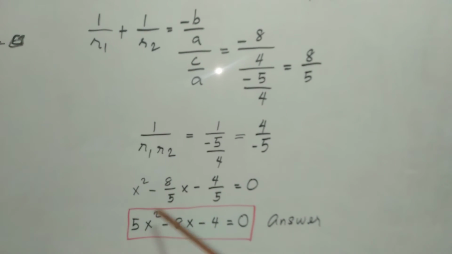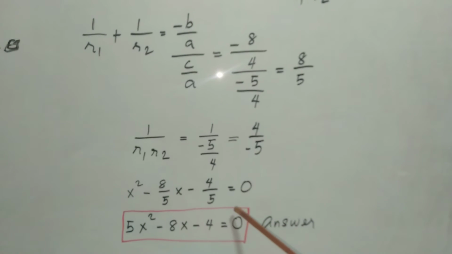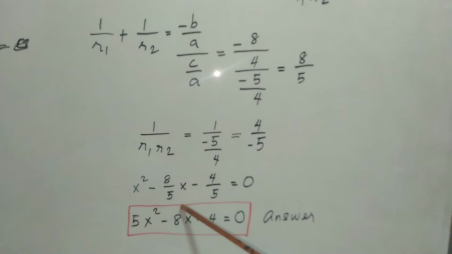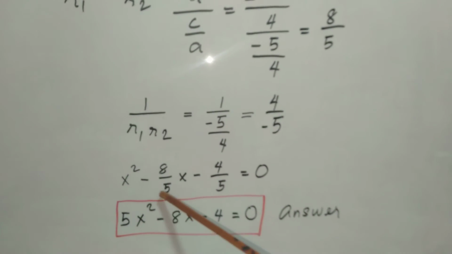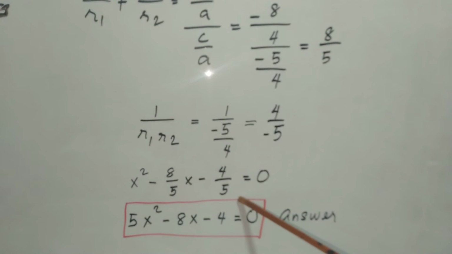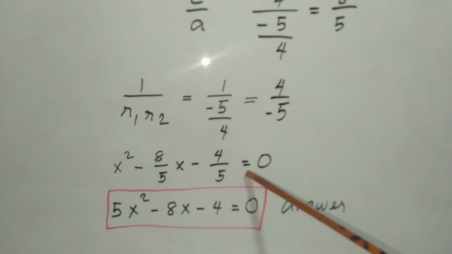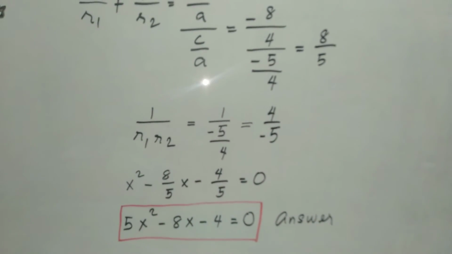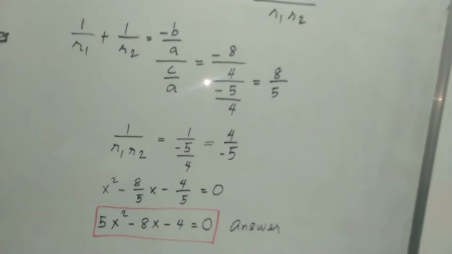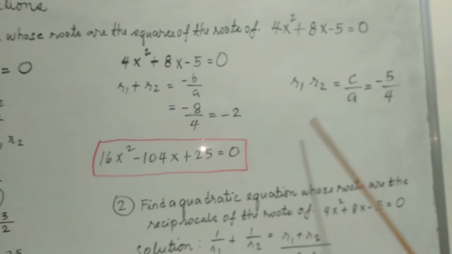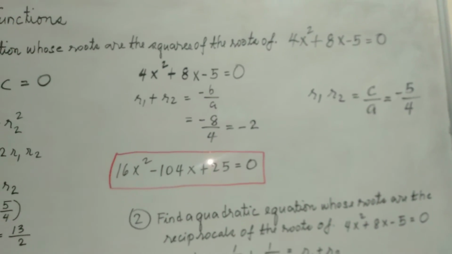So we multiply the whole equation by 5, so we're going to get 5x squared, cancel out 5 here, we get negative 8x, and for this term, negative 4 over 5 times 5 is equal to negative 4, equal to 0. This will be our final answer. So that's how we're going to solve this particular problem.